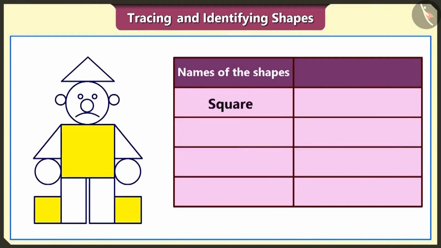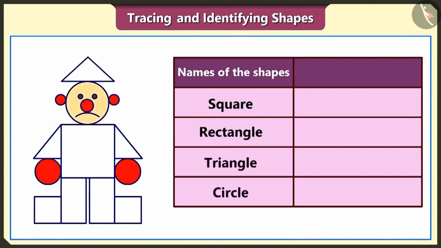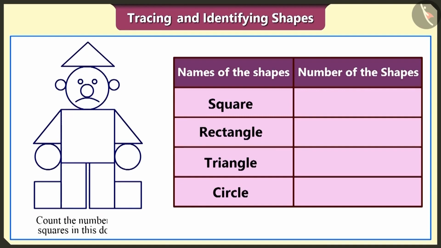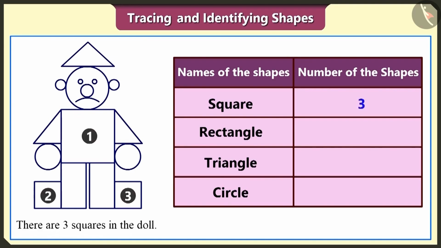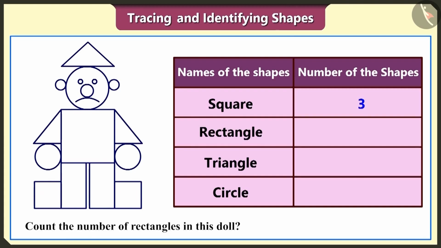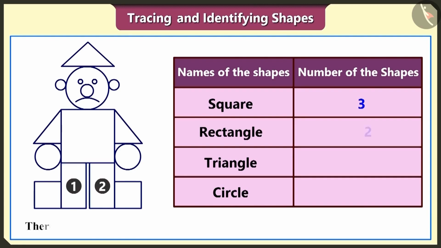The square, the rectangle, triangle and circle are used to make this doll. Let's now tell him the number of these shapes used in his making. We can make him smile. Can you count the number of squares in this doll? There are 1, 2 and 3 squares used to make this doll. Can you count the number of rectangles in this doll? There are 1 and 2 rectangles in the doll.